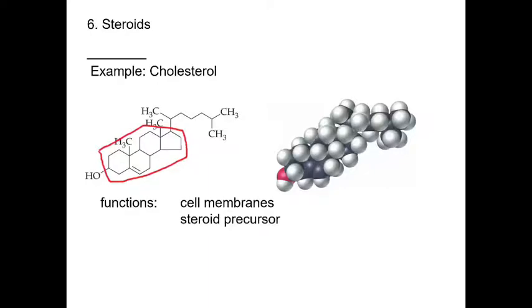So testosterone will have those 4 fused rings. Cholesterol will have those 4 fused rings, as what's shown here. Estrogen will have those 4 fused rings. It's just the other stuff that's hanging on them that will be a little bit different.